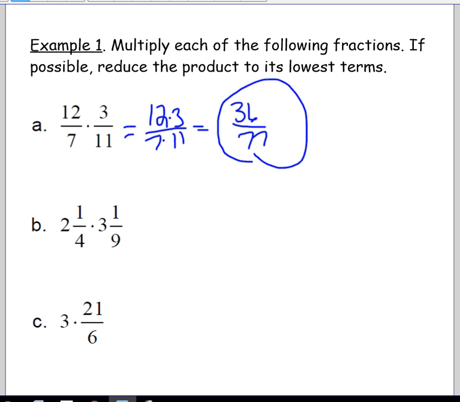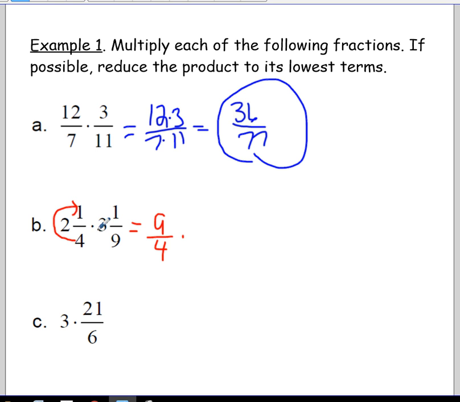Notice question B now has mixed numbers. In order to multiply using mixed numbers, we first have to change them into improper fractions, so we can do top times top and bottom times bottom as well. Our first mixed number has 4 as the denominator and 2 as our whole number. So we multiply 4 times 2 to get 8, and then add that 1 onto it to get 9. So 2 1/4 is the same as 9/4.